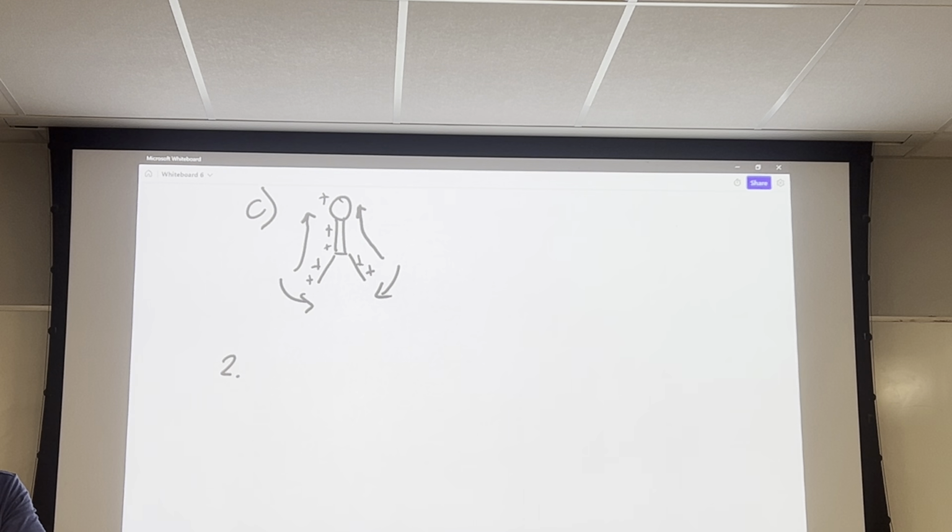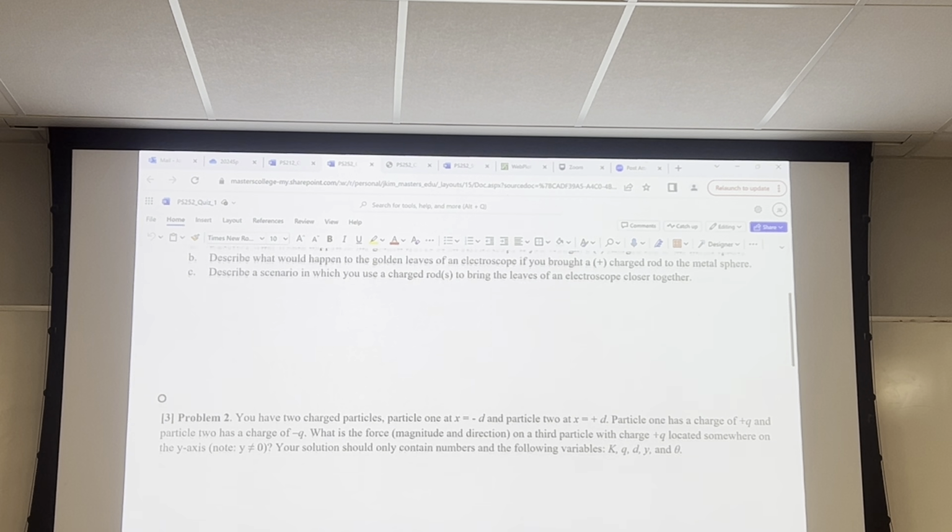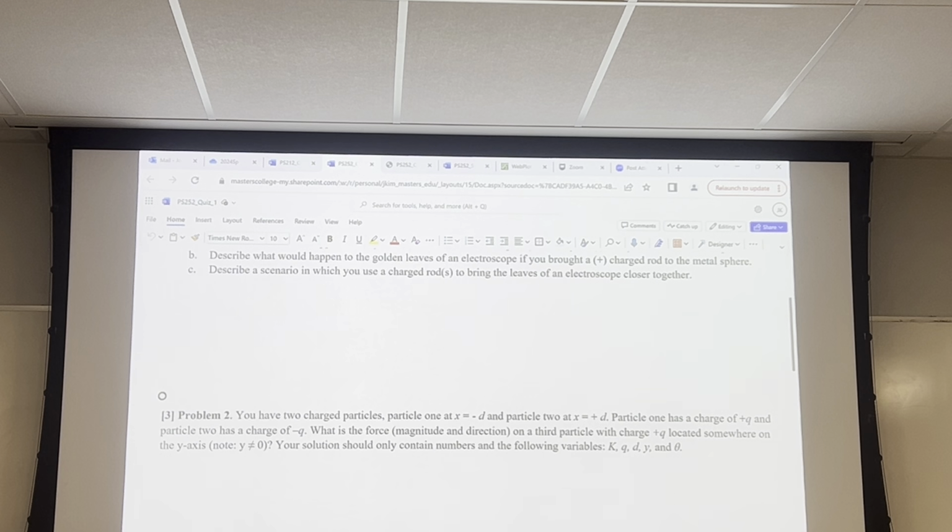Problem 2 is you have two charged particles, particle 1 at x is equal to negative d, and particle 2 at x is positive d. Particle 1 has a charge of positive q, and particle 2 has a charge of negative q. What is the force, magnitude and direction, on a third particle with charge positive q located somewhere on the y-axis?